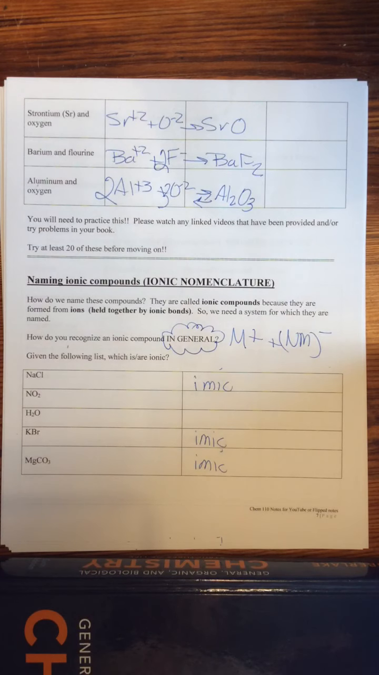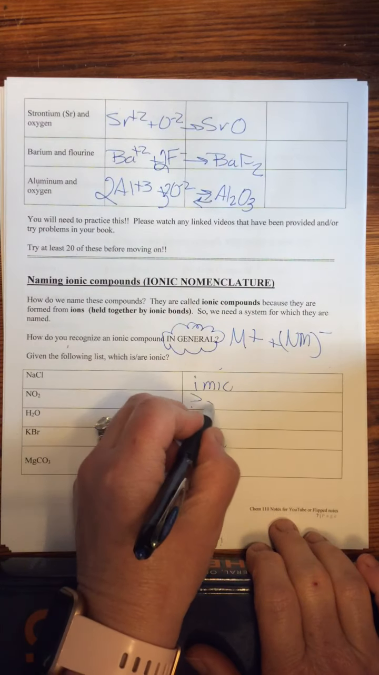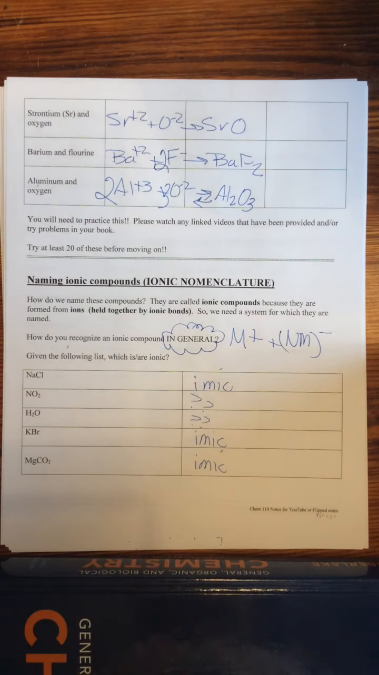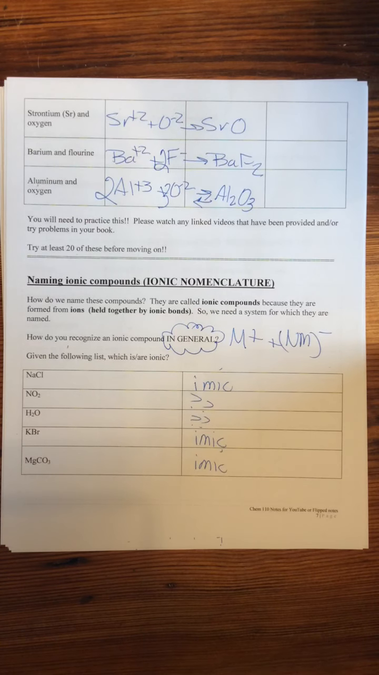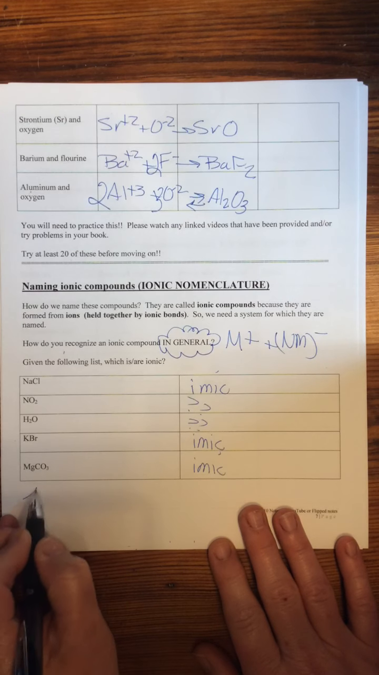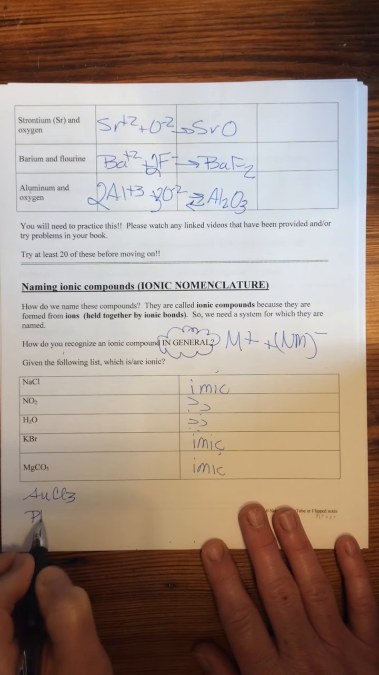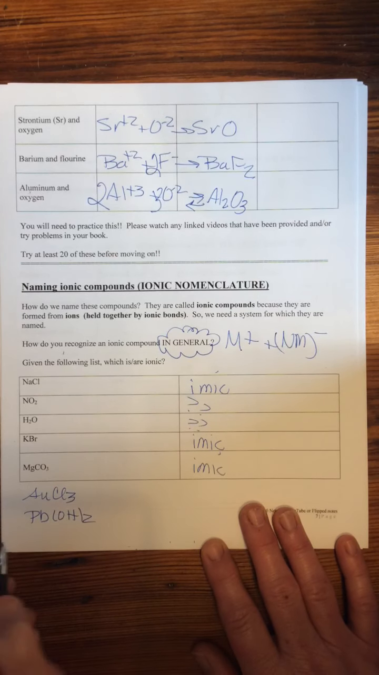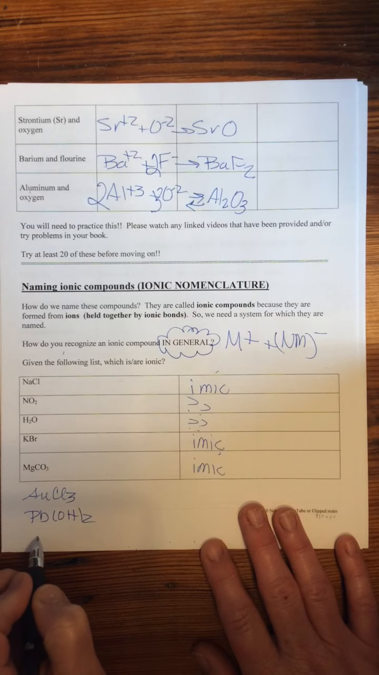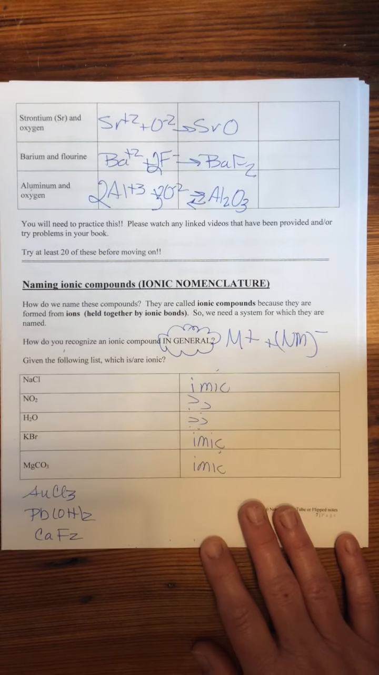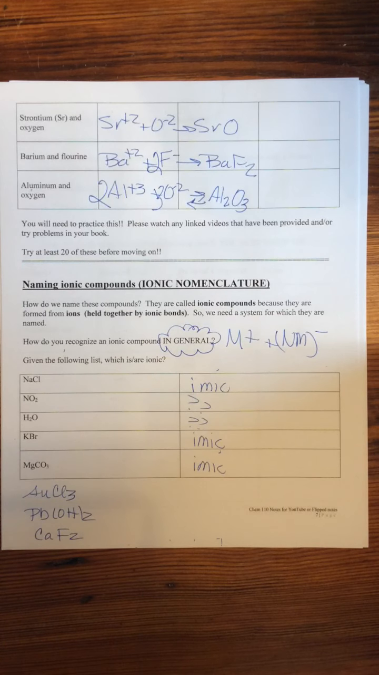Okay, so we're going to start with identifying those that are ionic and learn how to name these, and then we're going to come back to the ones that are not ionic and learn how to name those. Okay, so a couple more for you to try. AuCl3, PbOH2, and CaF2. Are those likely to be ionic or not ionic?